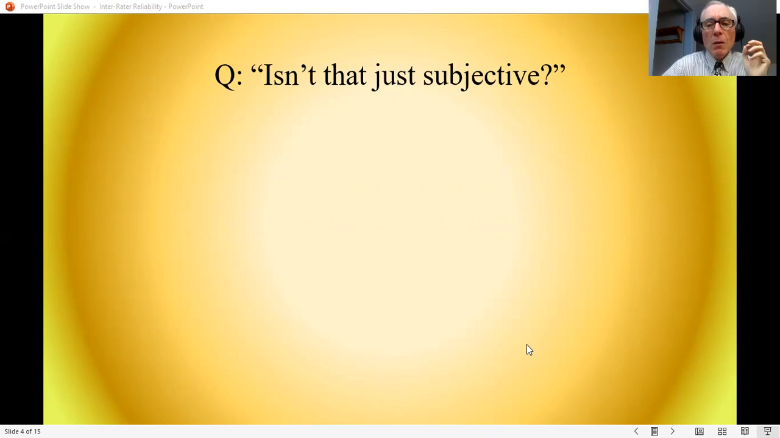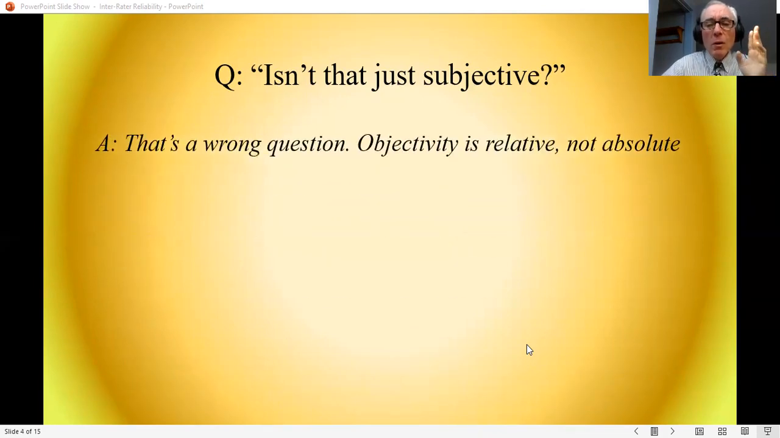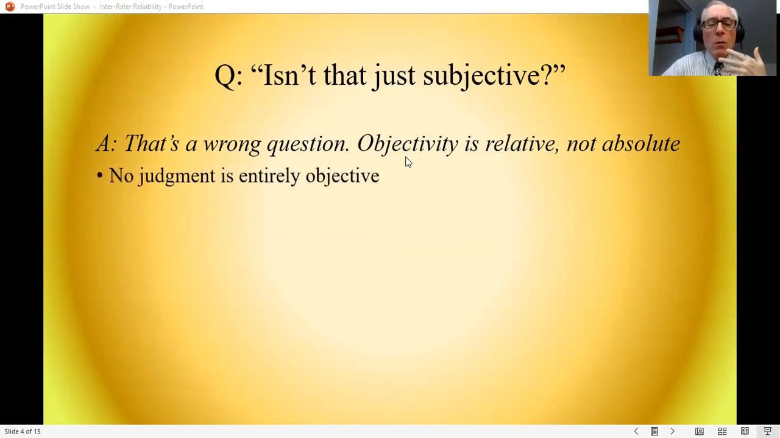It's very easy to raise the question, well, isn't that just subjective? Doesn't everybody have their own opinion? And the answer here has to be nuanced. To begin with, the question is a bad question. It's, simply put, a wrong question. Objectivity versus subjectivity isn't an either-or thing. It's a relative thing. There is no judgment made by any human that is entirely objective. There's always going to be some degree of randomness that creeps in and some degree of personal idiosyncrasy.